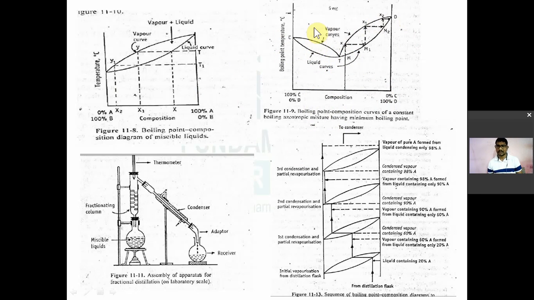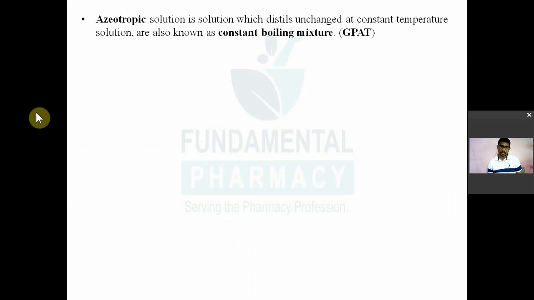They are known as boiling mixtures, constant boiling mixtures, or azeotropic mixtures. An azeotropic solution is a solution which distills unchanged at a constant temperature. However much you raise the temperature, its composition will remain the same, 50-50%. It is also known as a constant boiling mixture. A question on this has already come in GPAT.